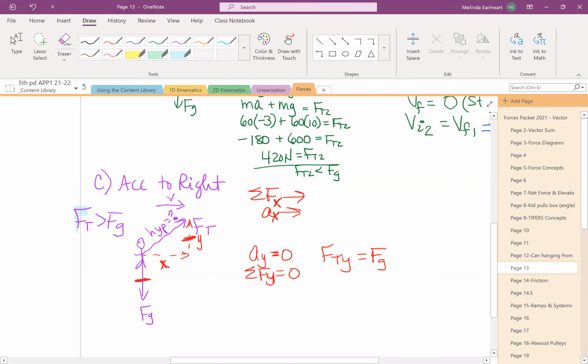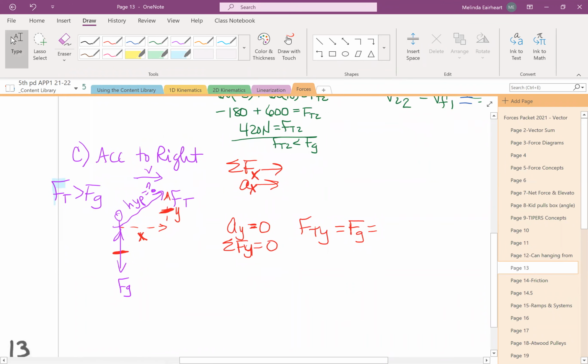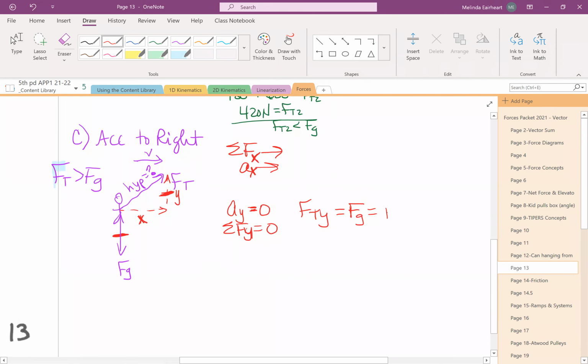And so the quickest one to solve for is the vertical because it's equal to the weight. And so let's keep that sentence going. FG equals mg. And they told us the mass of the lady is 60, gravity's 10. And so we know 600 newtons is the vertical component.